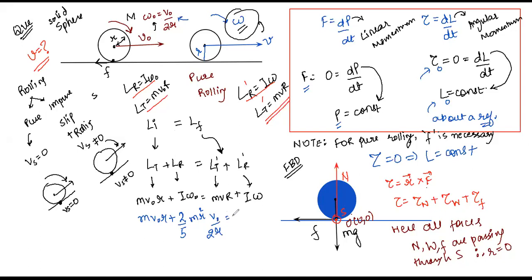Right? Now we have this equal to MVR plus, what is the I value again? 2 by 5, 2 by 5 M R square, M R square. Right? What should be the final value of omega?